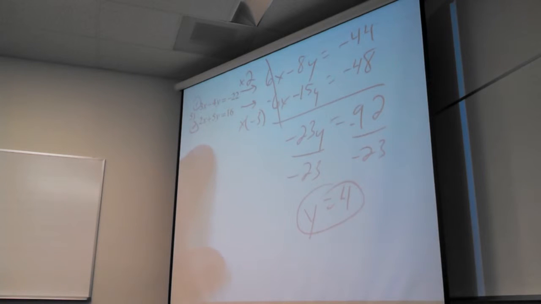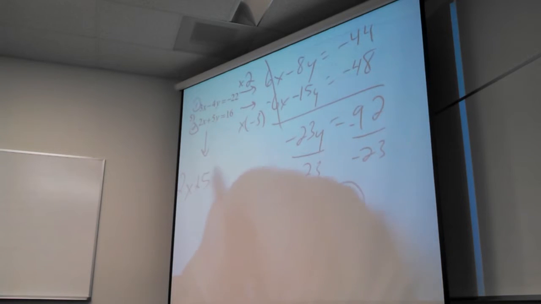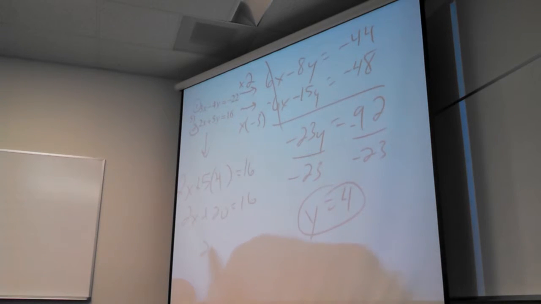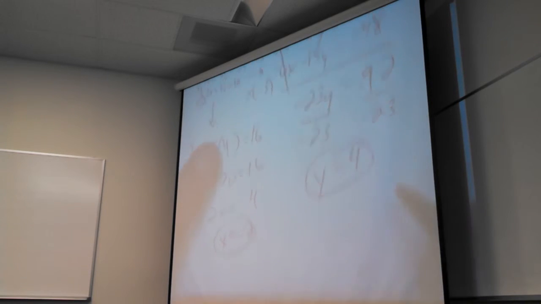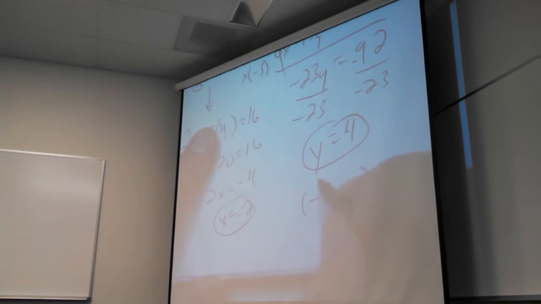How do you get x? Plug it in. So if I use this guy just because it's there, 2x plus 5 times y, but y is 4. 2x plus 20. Subtract the 20, you get negative 4. You end up with negative 2. Cool. So what you guys got? Yes. So negative 2, 4 would be the answer.